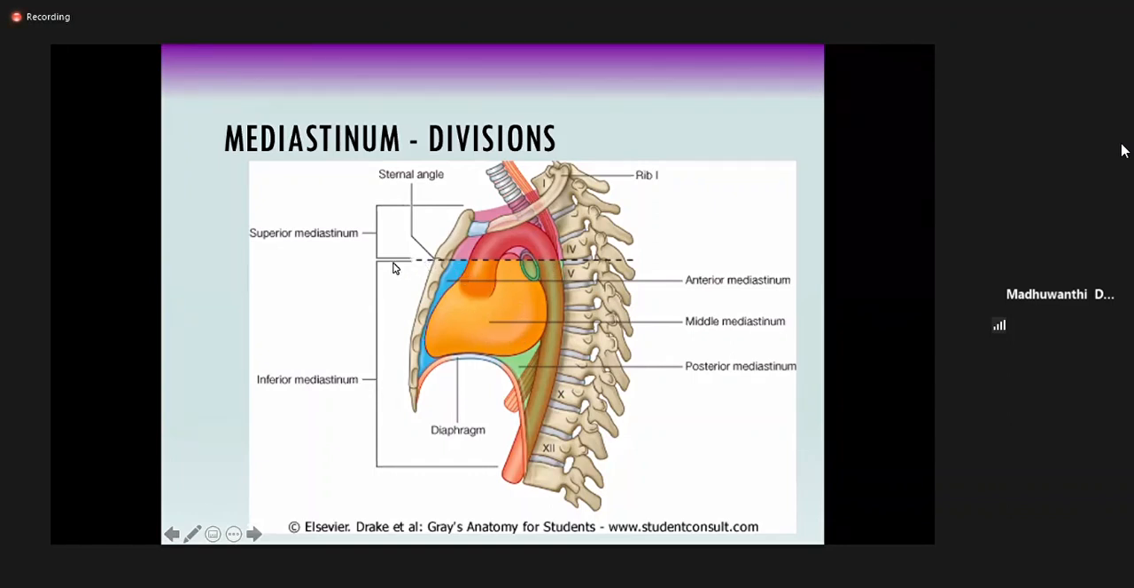We don't just call it the inferior mediastinum because we divide that into three main areas: the anterior mediastinum, the middle mediastinum, and the posterior mediastinum. Out of these compartments, the middle mediastinum is the largest one, and that is mainly occupied by the heart and the pericardium. Those are the basic divisions of the mediastinum.